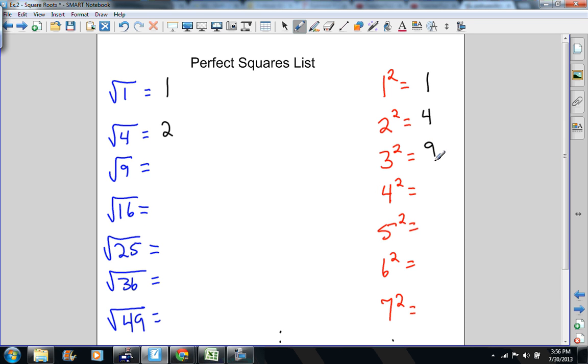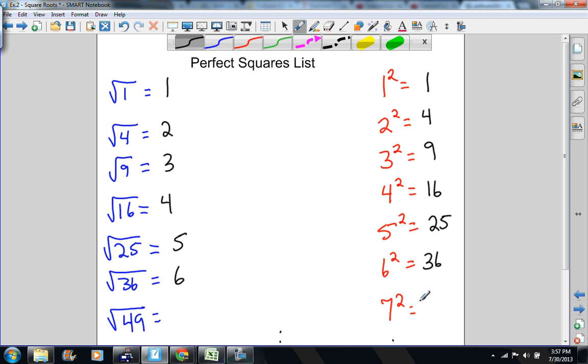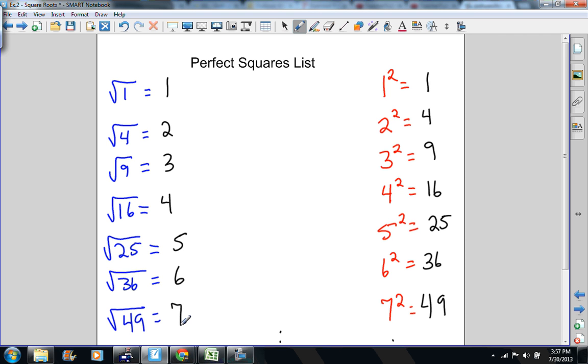So this ends up being 9. This ends up being 3. 4 squared is 16. Square root of 16 is 4. 5 squared is 25. Square root of 25 is 5. 6 squared is 36. 6. Nope. 49. And 7. Now, once again, you bring that list to class tomorrow, and you will get candy.